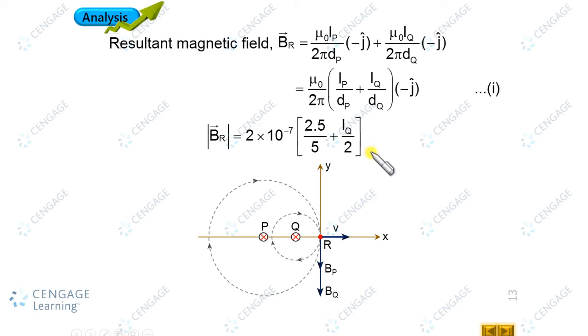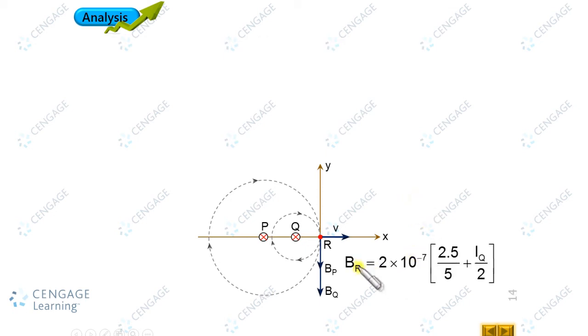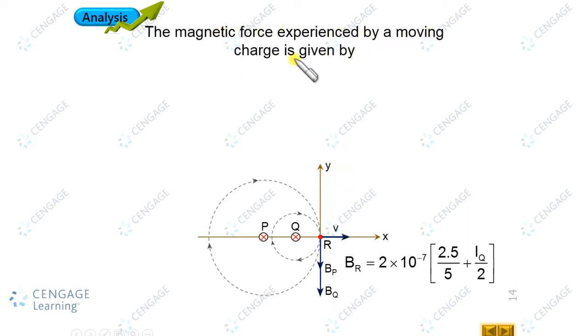Now let us move to calculate the force acting on the charged particle. We know the force acting on the charged particle can be written in terms of the cross product. Also we can write the expression in terms of the magnitude, that is F equal to QVB sin theta. Here theta is the angle between the magnetic field and velocity vector. So let us write the magnitude of the force. This is the resultant magnetic field at point R.